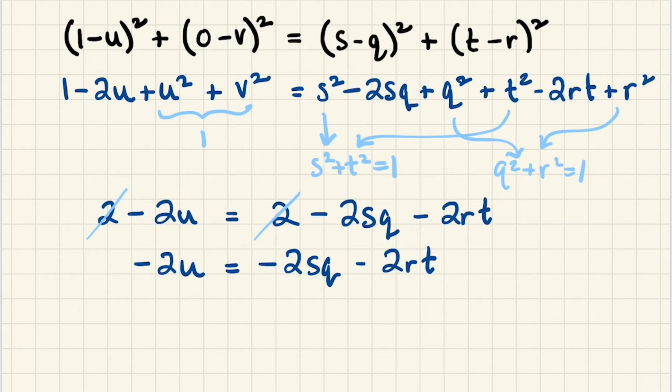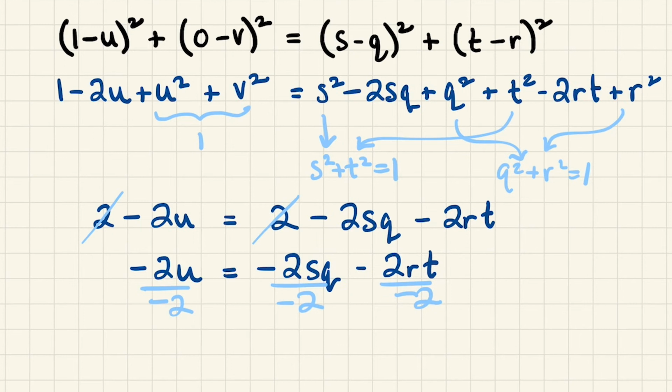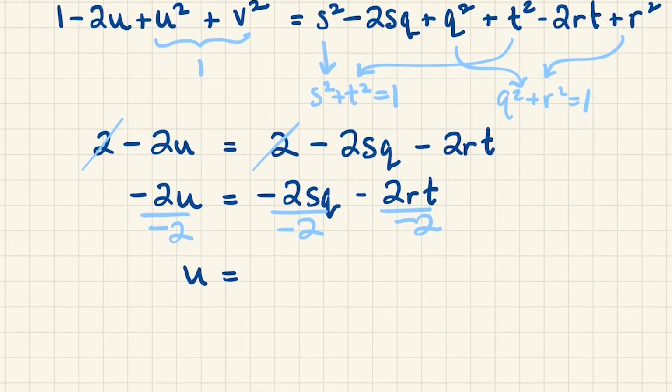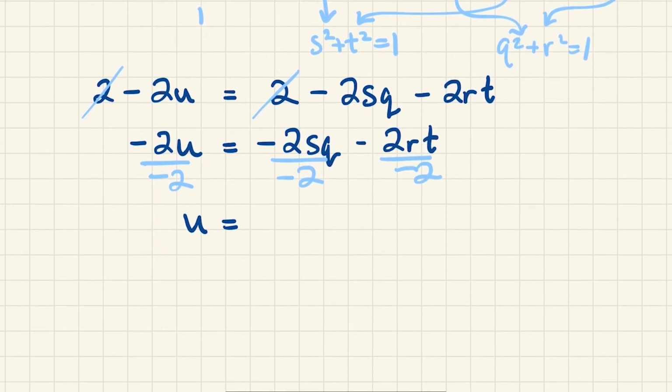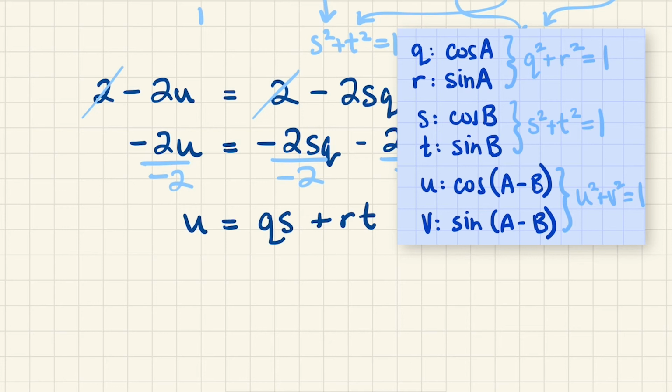Let's also divide everything by negative 2. So what are we going to get? We're going to get u equals, this term here is just q times s, and the other term is rt, and it's being added because the negatives all canceled away. So this is our identity we just discovered. Well, it's not very meaningful in that form, but let's go back to writing it in terms of cosines and sines by consulting our legend.